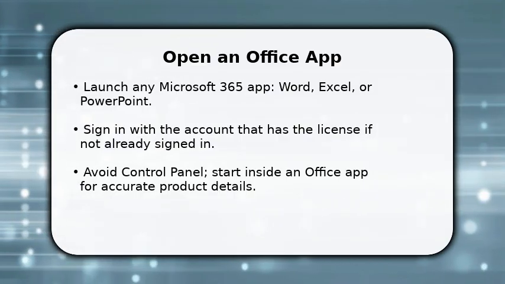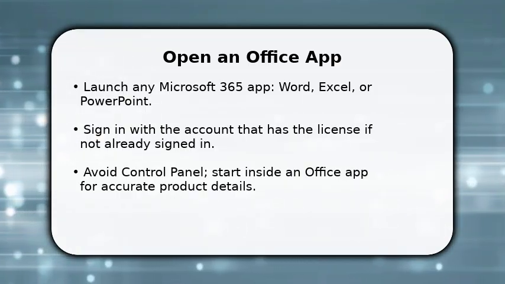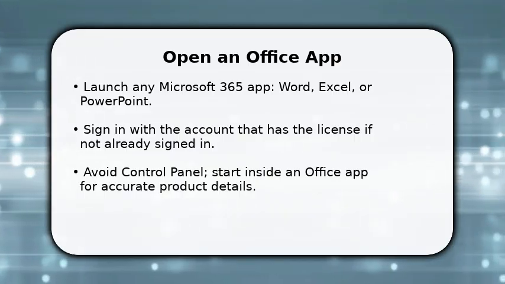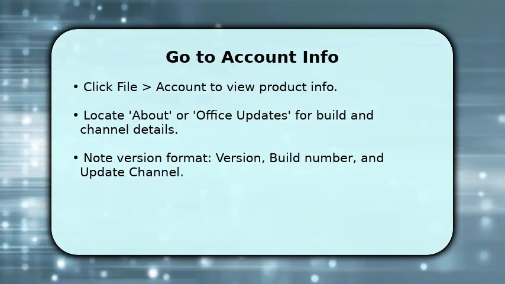Make sure you use the same account tied to your subscription so the display details match your license. Don't switch apps yet. Keep the first app open to follow the next steps precisely. Once in File, choose Account to surface the product and update controls.